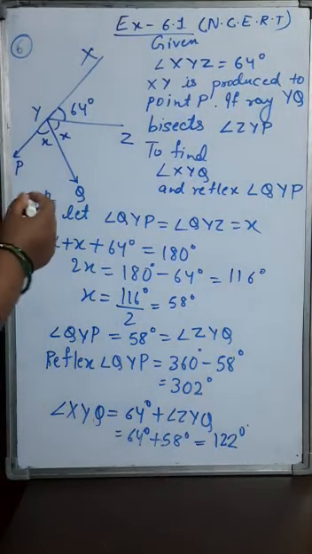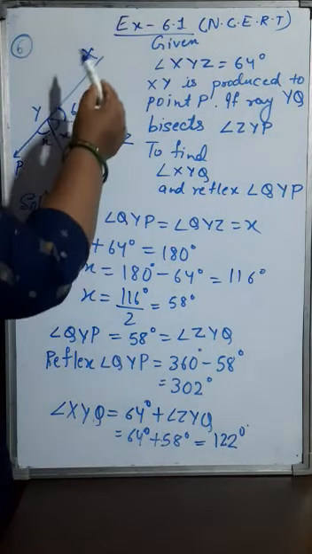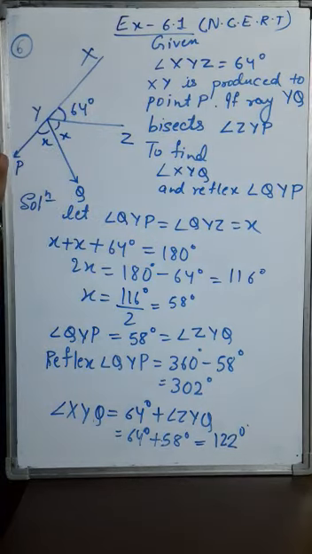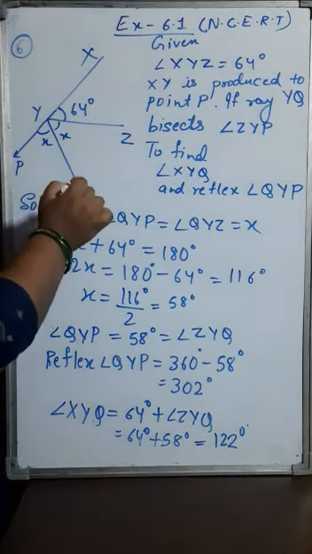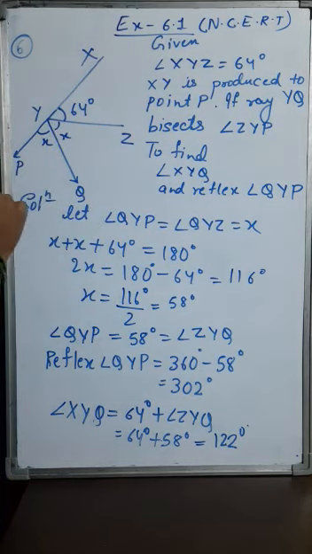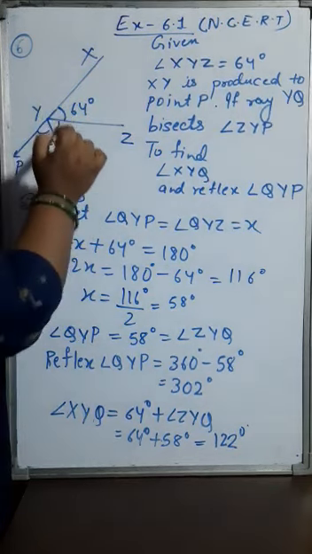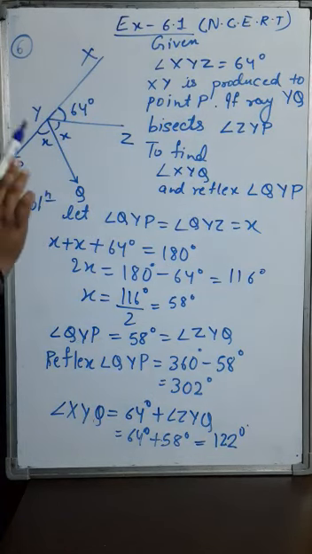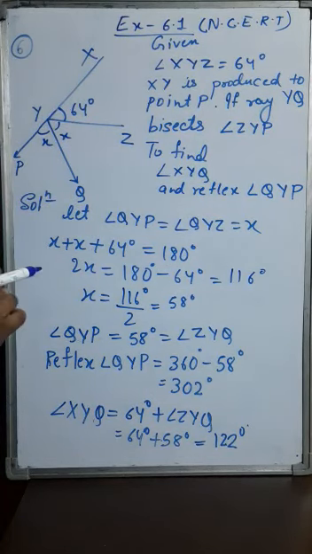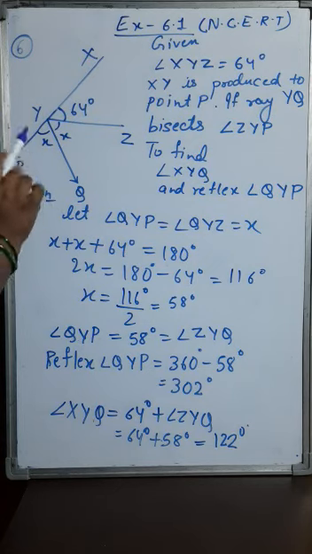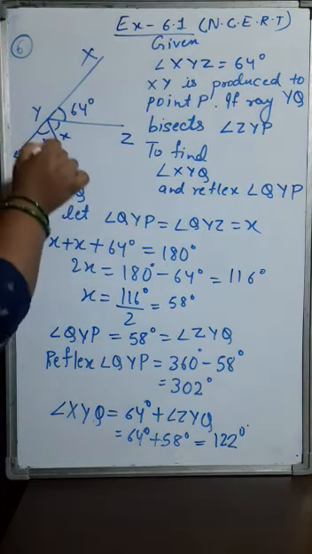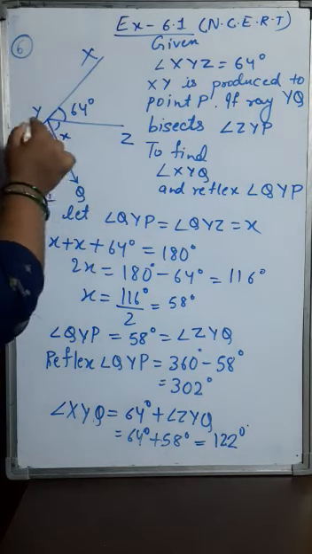Now question number 6 is that given XYZ is 64 degrees and XY is produced to point P. If ray YQ bisects ZYP, we have to find XYQ and reflex of QYP. First, the figure is not given in the question. You have to draw this figure. So, XY is produced to point P and YQ is a bisector of ZYP.